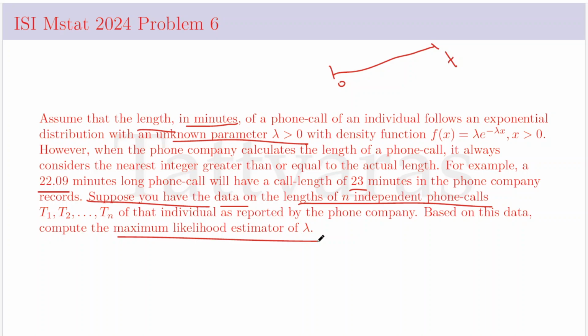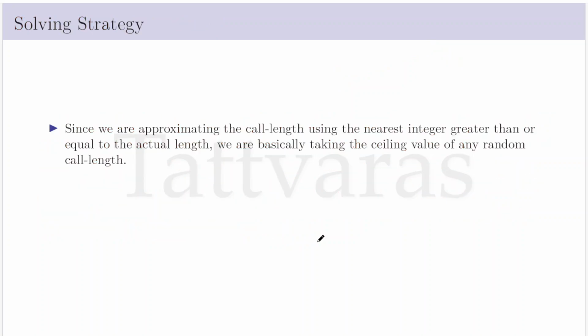This is quite an interesting problem because we have the observations following an exponential distribution, then the company is recording them with a certain kind of approximation, and that value is also random. That will definitely depend on the actual phone call length. Based on that approximated value, we have to infer about lambda. So let us see how you can do that.